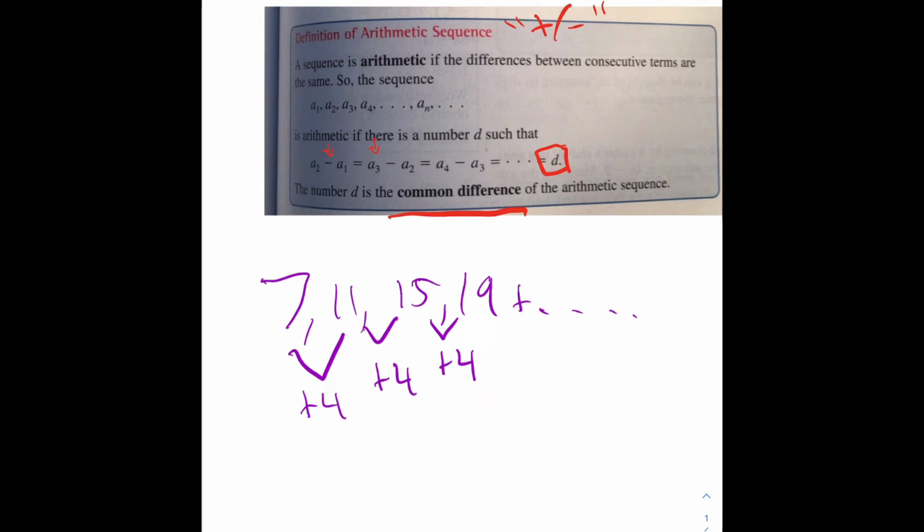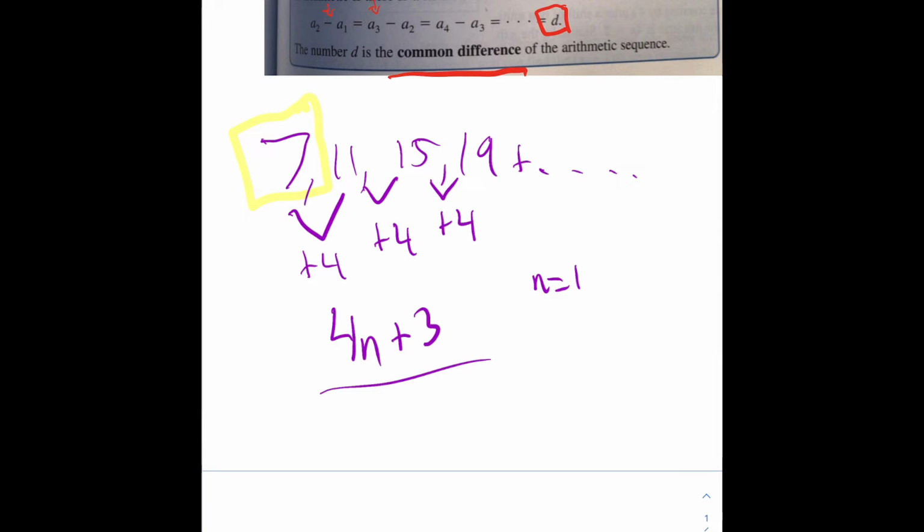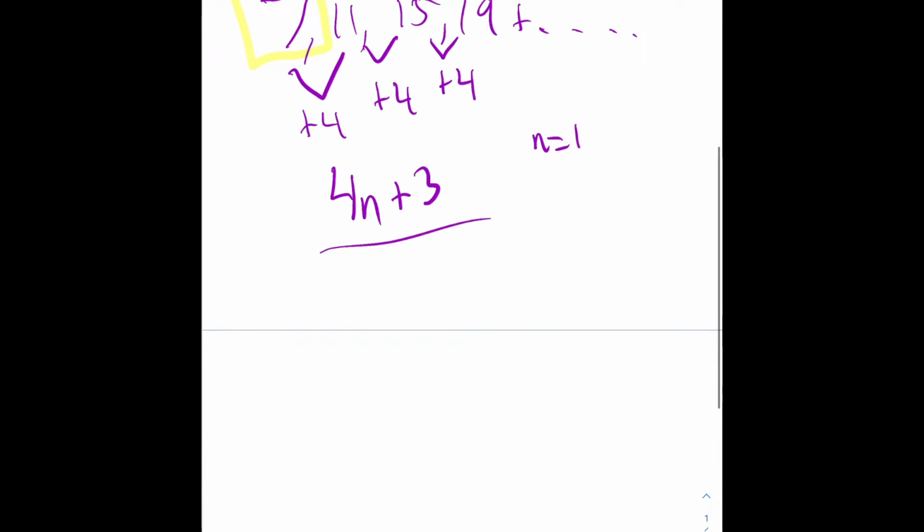Now, if I had to come up with an equation, I know that it's multiples of 4, so it's going to be 4n. And now I just have to think about how to get my first term. If I assume n equals 1, 4 times 1 is 4, plus 3 gives me 7. And again, you can go through and check your work as you move along.